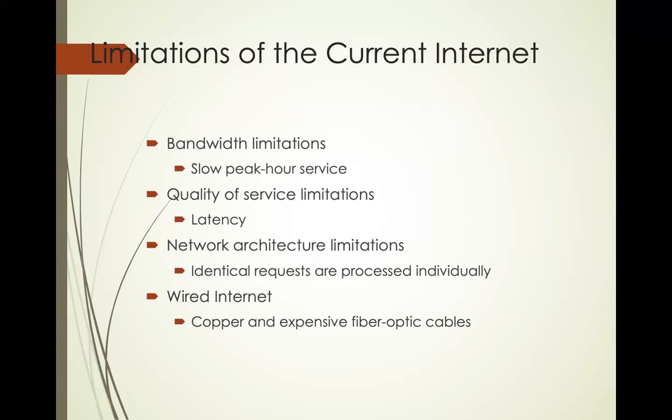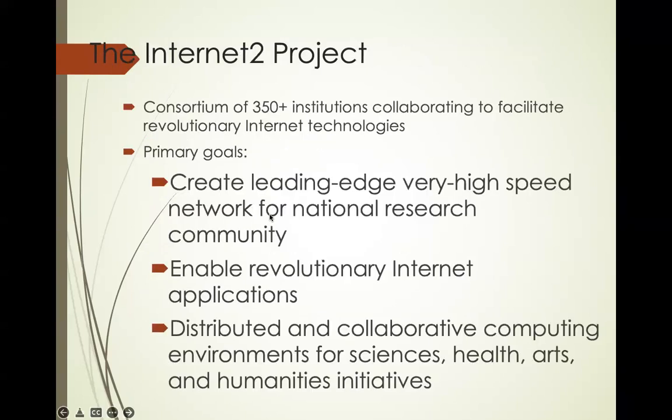Next is about the Internet2 project. It is a consortium of 350 plus institutions. They collaborate to facilitate revolutionary internet technologies. Their primary goals are to create a leading edge, very high speed network for the national research community, to enable revolutionary internet applications, and to distribute and collaborate computing environments for science, health, art, and humanities initiatives.